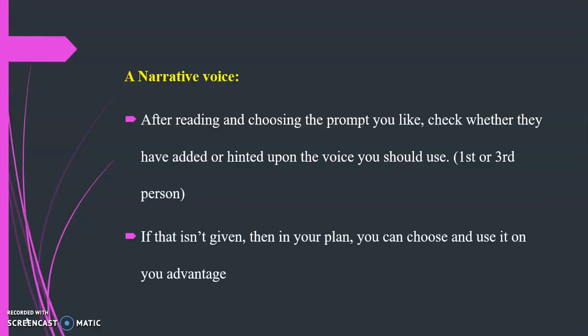A narrative voice is where, after reading and choosing the prompt you like, check whether you have added or hinted upon the voice you should use. You can either use first or third person. If that isn't given, then in your plan you can choose and use it to your advantage.